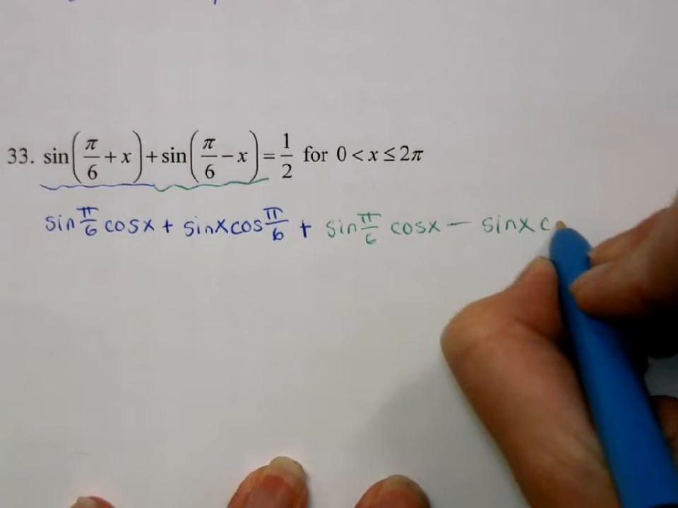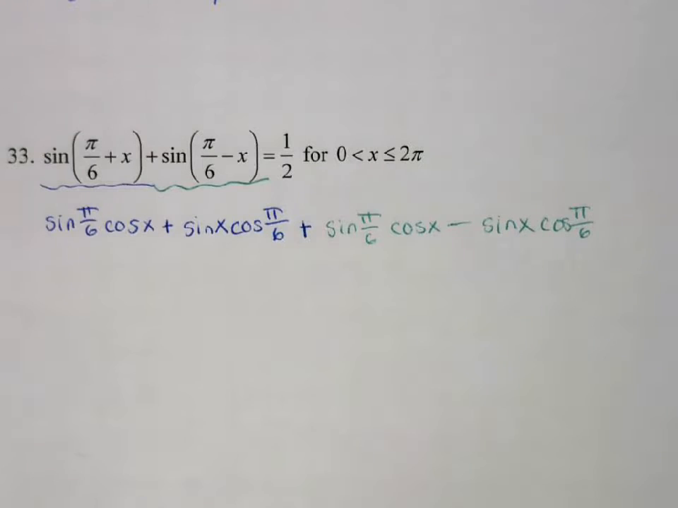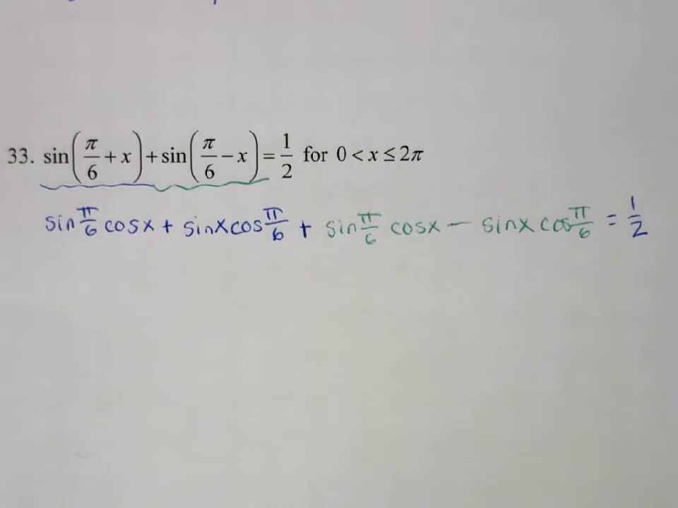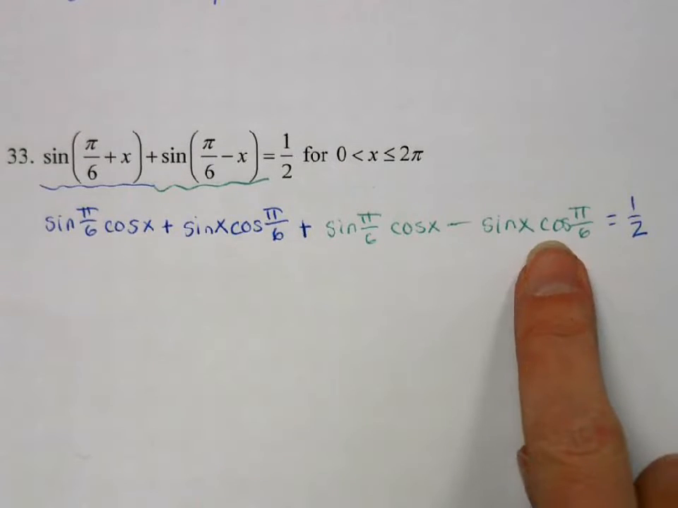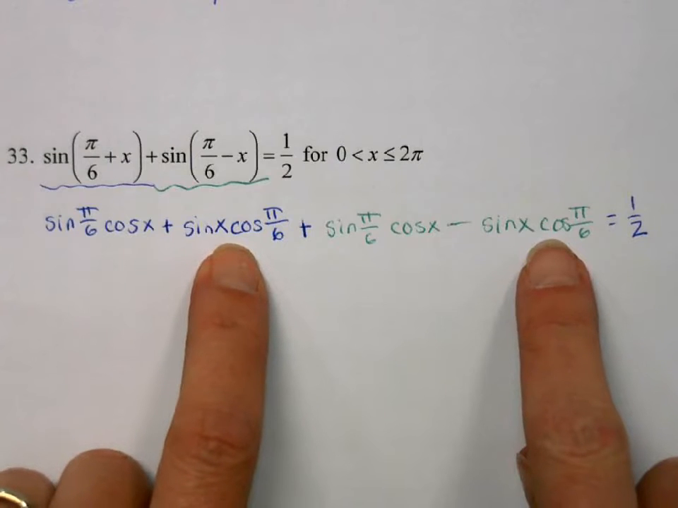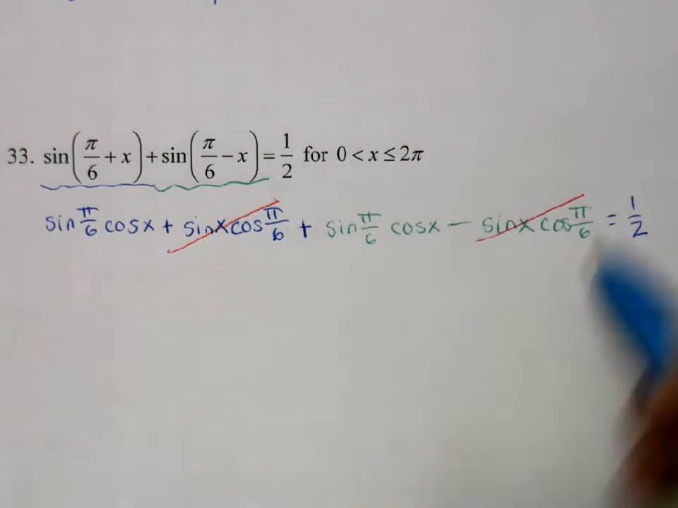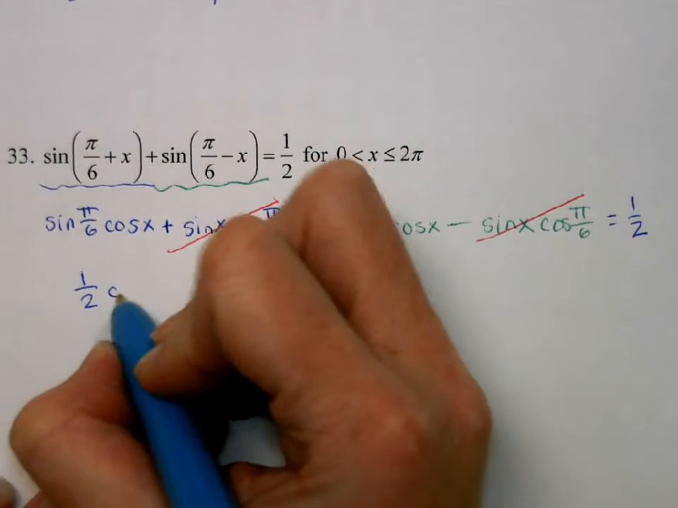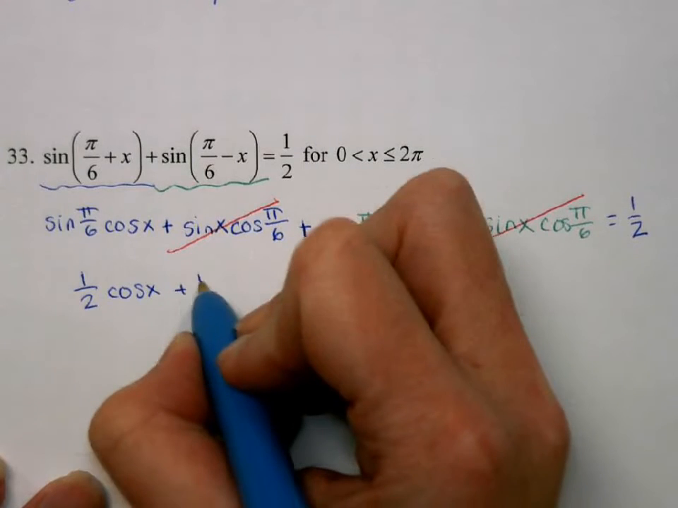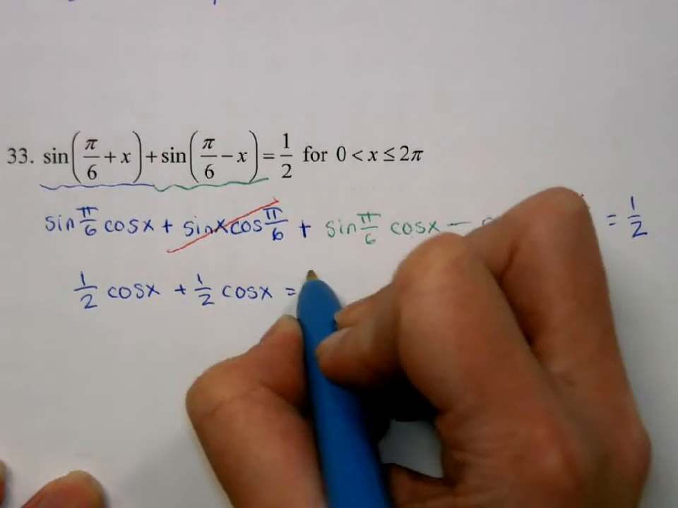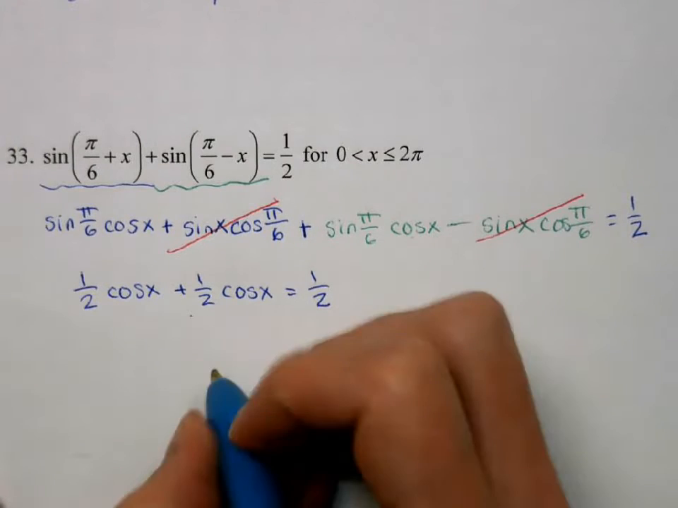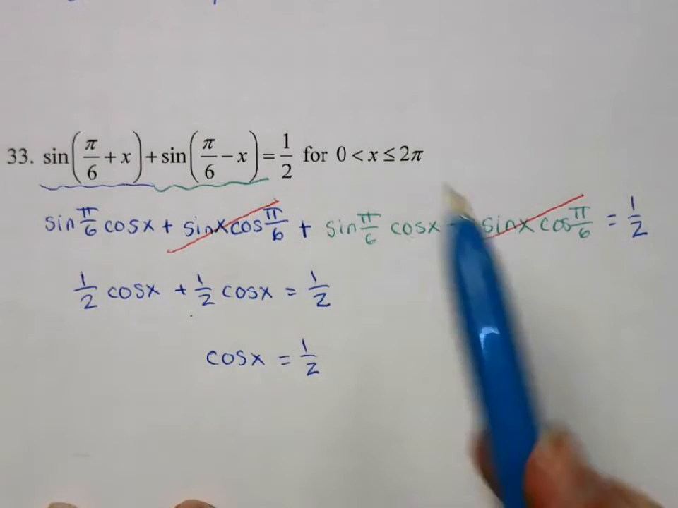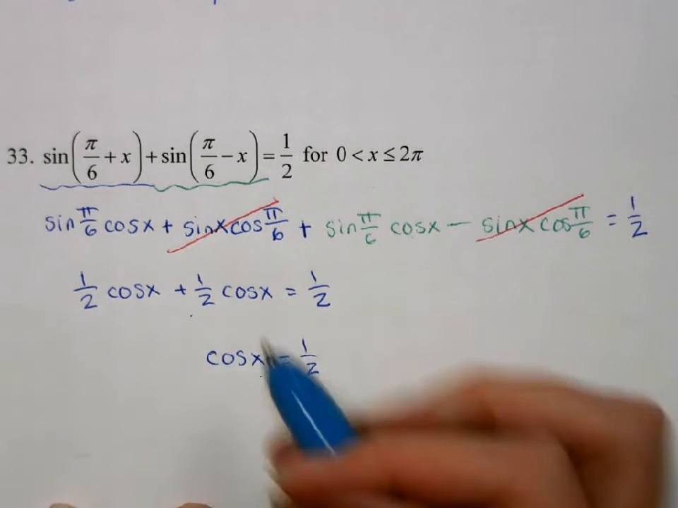All right, so first the sine x cosine pi over 6 terms and this one are going to cancel. Sine of pi over 6, our y value at pi over 6, is 1/2, so this is 1/2 cosine of x, and then this is also 1/2 cosine of x. 1/2 plus 1/2 is 1, so cosine of x equals 1/2. Between 0 and 2 pi, our x values are 1/2 at pi over 3, and at 5 pi over 3. So those are the things that you need to know how to do for your Unit 5 pre-calculus test.